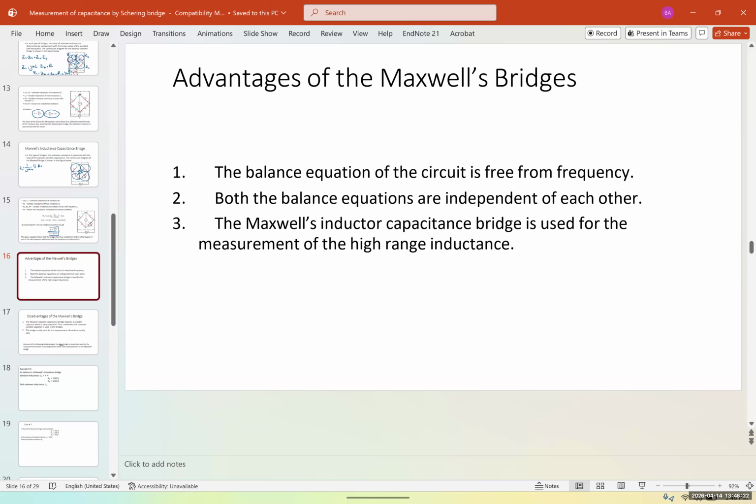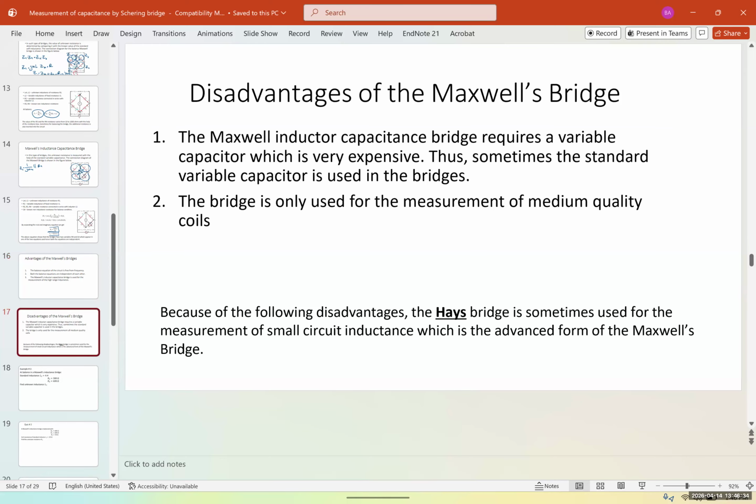Now, both the balance equations are independent of each other. The Maxwell inductor capacitor bridge is used for measurement of the high range inductances. But again, having a variable capacitor is very expensive, very rare. I had students working on it last semester, and it took them 3 months to find a variable capacitor. And when they got it, it wasn't even the one they wanted. The data sheet was completely different.